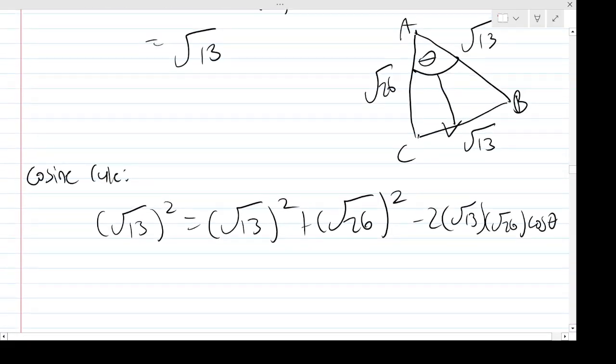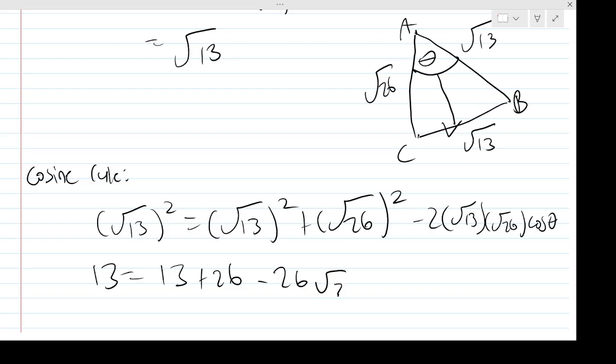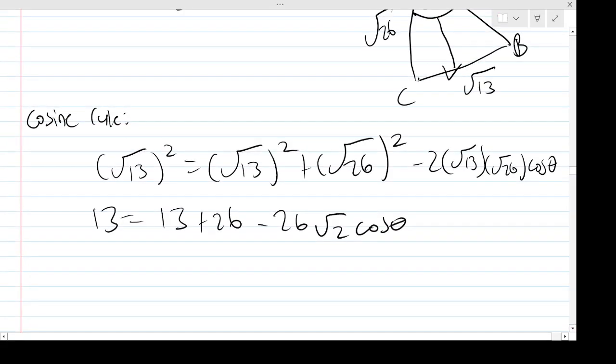Now we can simplify this. Root 13 all squared, the root cancels with the square, so that just goes to 13. And then that's going to be 13 add 26, minus 2 times root 13 times root 26. If I do that, I get 13 root 2. Hang on, now we get minus 26 root 2 cosine theta. Okay, cool. So then I can simplify this. If I do 13 take away 13 take away 26, I get minus 26 is equal to minus 26 root 2 cosine of theta.